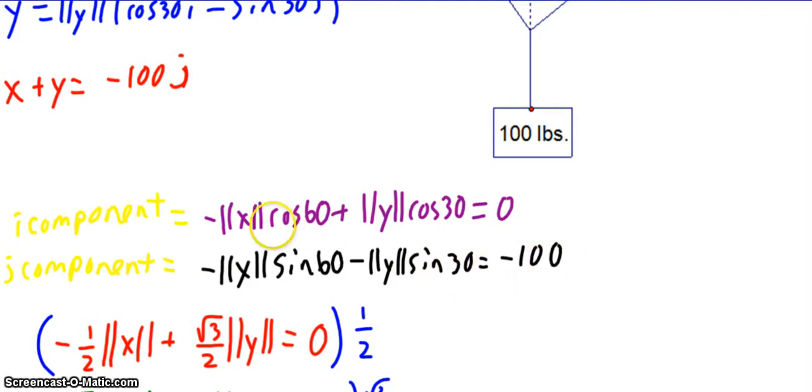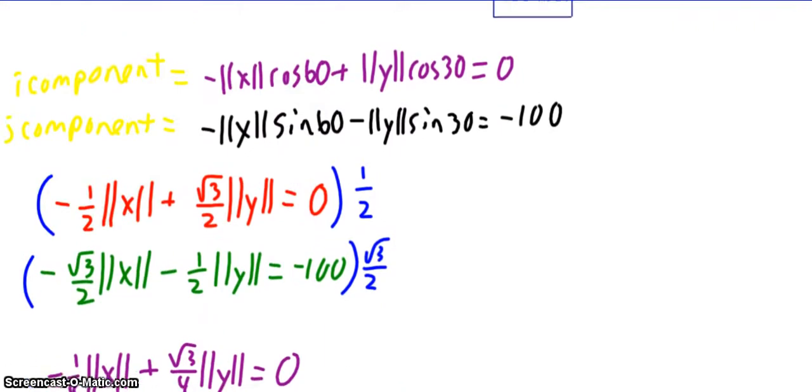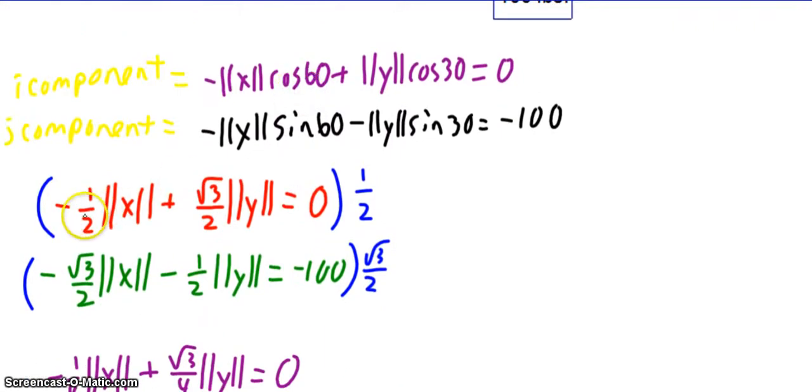Now I have a system of equations. So first I rewrite this. Cosine of 60 is 1/2. It's negative because of that negative. Cosine of 30 is root 3 over 2. Sine of 60 is root 3 over 2. It's negative because of this negative. Sine of 30 is 1/2. It's negative because of the negative.